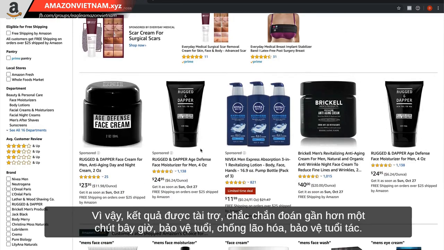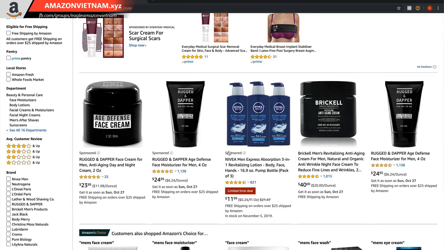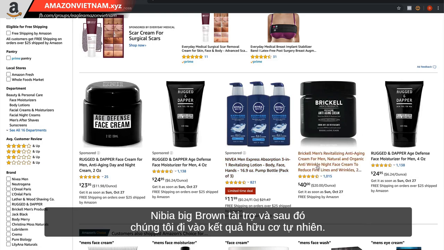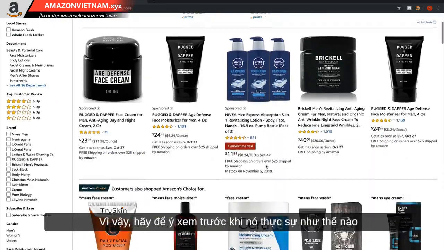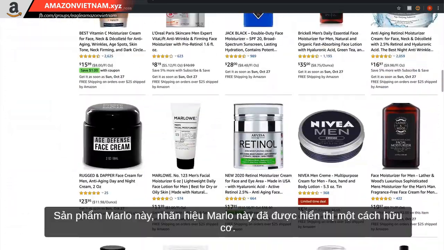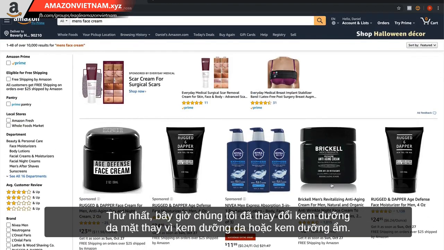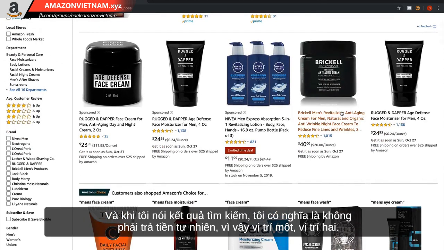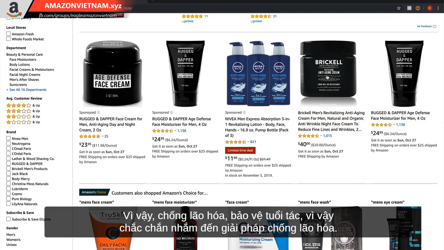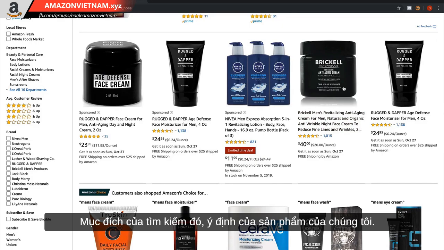So sponsored results, definitely getting a bit closer now. Age defense, anti-aging age defense, Nivea, big brand sponsoring, and then we're into the natural organic results. So anti-aging cream is the #1 product on men's face cream. So notice how before it was actually this Marlow brand that was showing up organically #1. Now we've changed to face cream as opposed to lotion or moisturizer. We're seeing a lot more directly relevant results to the intent of our product in the top of the search results. And when I say the search results, I mean the natural organic. So position 1, position 2. So anti-aging, age defense. So definitely targeting the anti-aging solution, the intent of that search, the intent of our product.